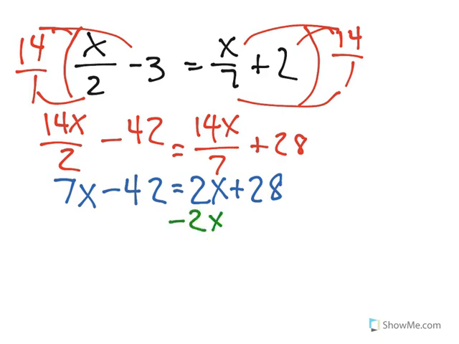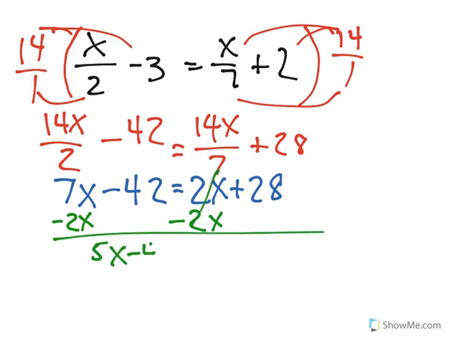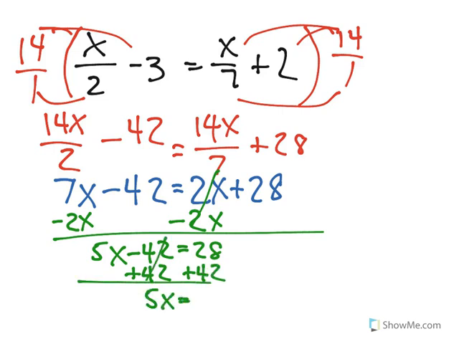I'm going to add negative 2x on both sides, to eliminate my smallest variable term. I've got 5x minus 42 equals 28, so we have a pretty basic 2-step equation, which is going to give us 5x equals 70. And when we divide both sides by 5, we should end up with x is equal to 14.